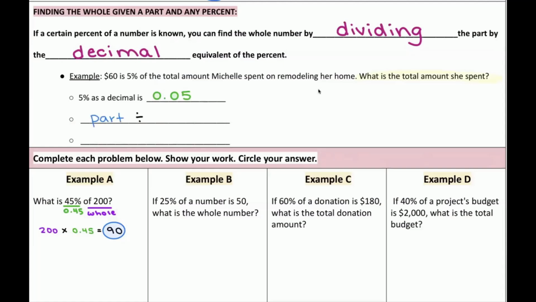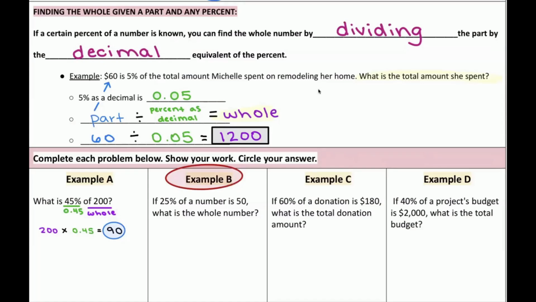The first thing we'll do is convert 5% to a decimal, which is 0.05. And then our formula is part divided by percent as a decimal equals whole. Our part is 60, because 60 only represents 5% of the amount she spent, divided by 0.05, and we get 1,200 as our answer. Go ahead and complete example B on your own, then come back to the video to check your work.